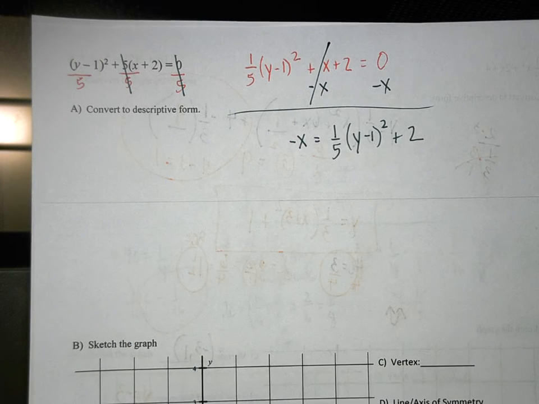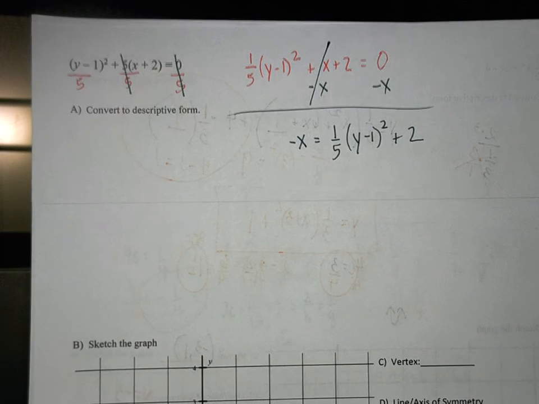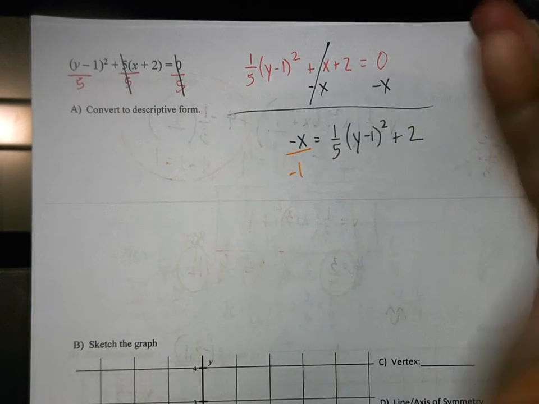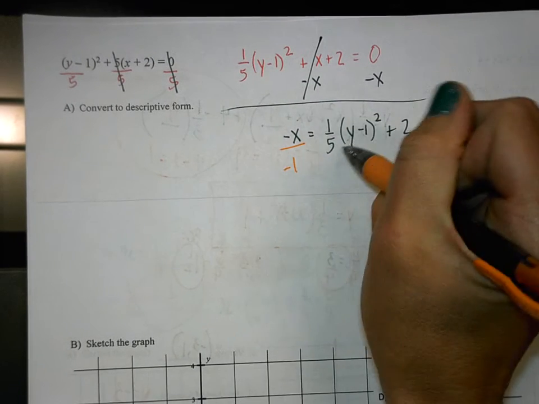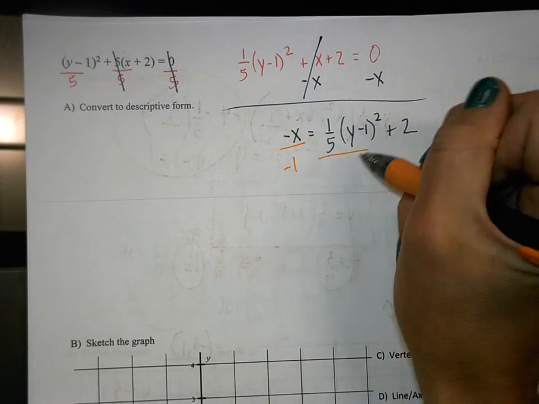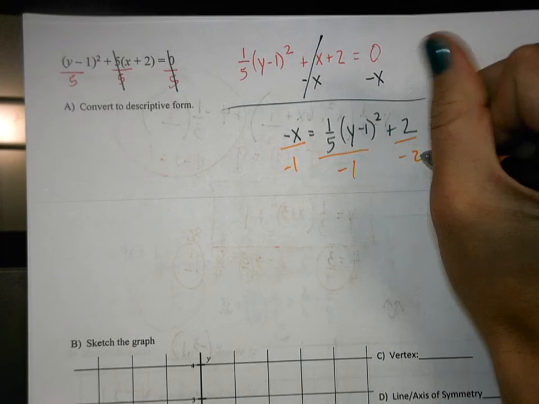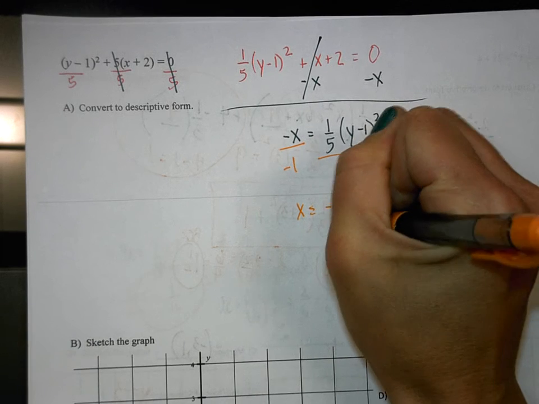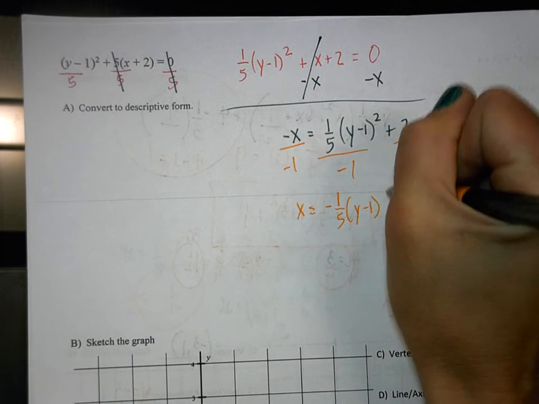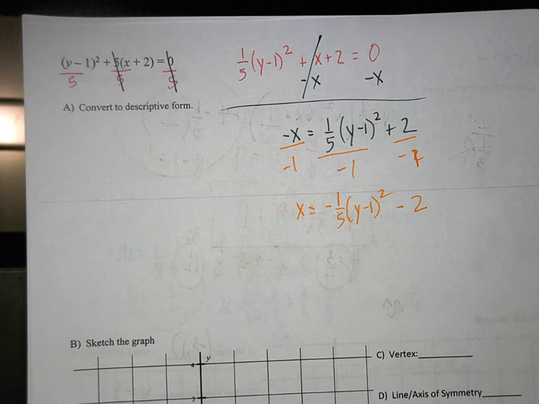What would I do in order to get rid of that negative? Divide by negative. Good. Divide everything by -1. Now I want you to know that this whole thing right here basically is one term. So when I'm dividing by -1, I'm just dividing that by -1 and the 2 by -1. And so we get x equals negative 1/5 y minus 1 squared minus 2. So you leave the term out in front.